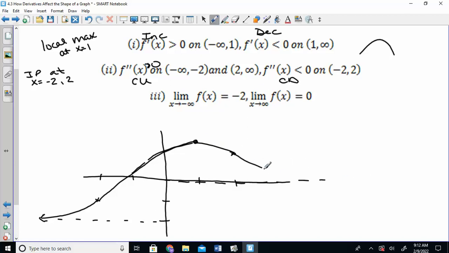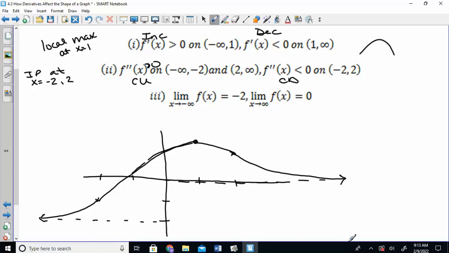But I know my graph has to keep decreasing. We have to get close to this asymptote, and now it's going to switch and curve upward. Okay. So that is an example of a graph that would meet all these requirements.